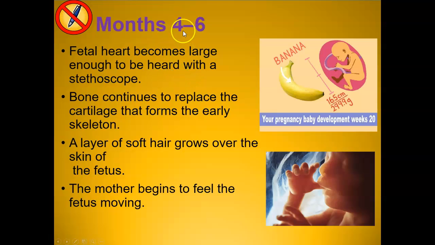All right, so some other things to note, you don't need to write these down. During pregnancy, months 4 to 6 approximately, the fetal heart becomes large enough to be heard with a stethoscope, which is about banana size. Bone continues to replace cartilage that formed earlier on. There's a soft layer of hair that grows over the skin of the fetus. And somewhere in there, the mother may begin to feel the fetus moving. That's called the quickening, when you can feel the fetus begin to kick or punch.